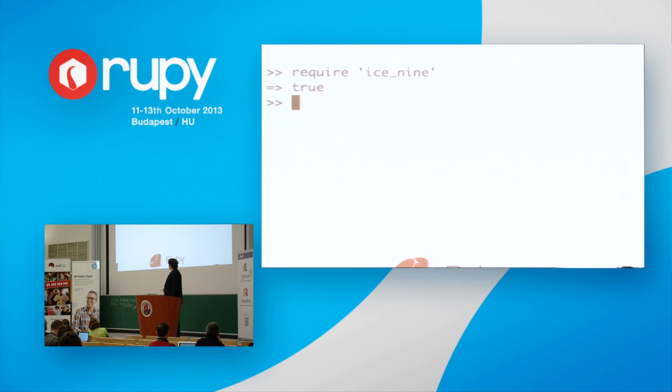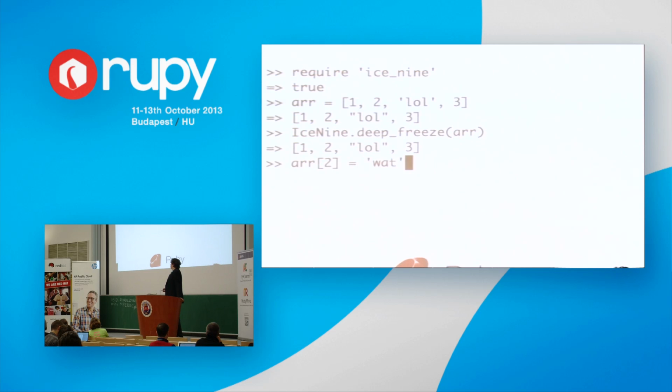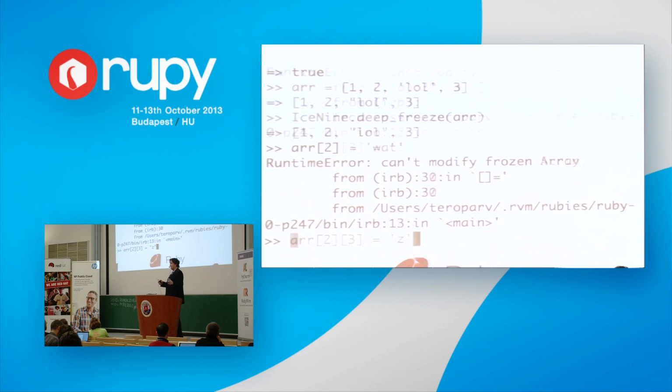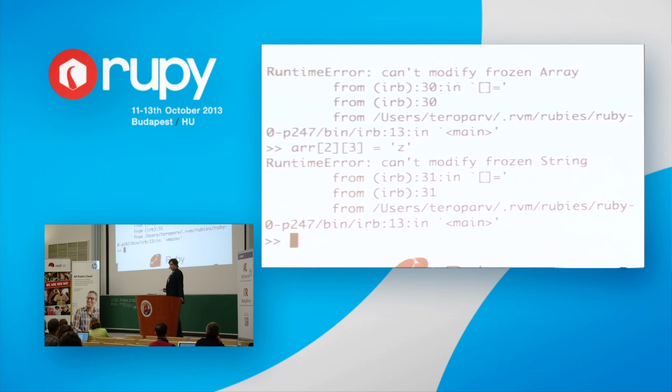There are libraries to fix that as well. There's one gem called ice9 which has a method called deep freeze, which actually goes and recursively freezes everything inside a data structure so that you kind of have a guarantee of a frozen, immutable thing. Might come in handy sometimes.